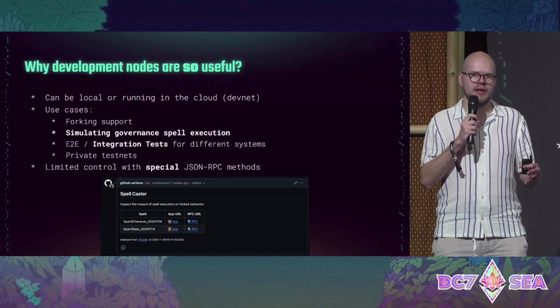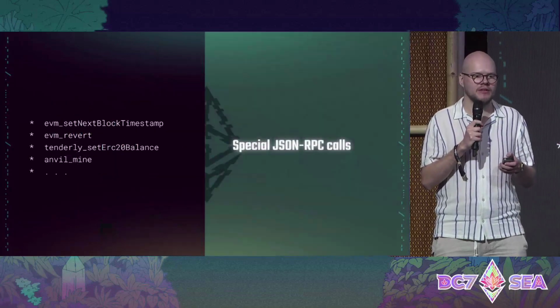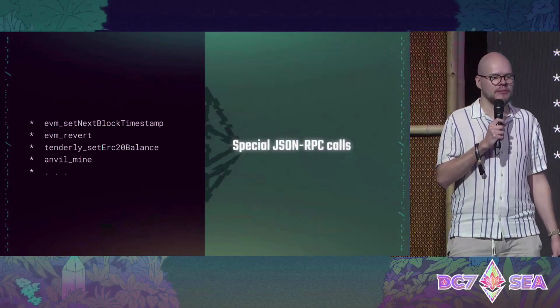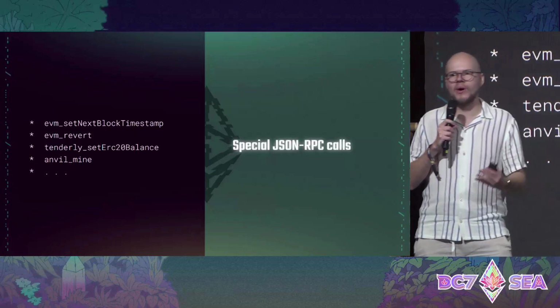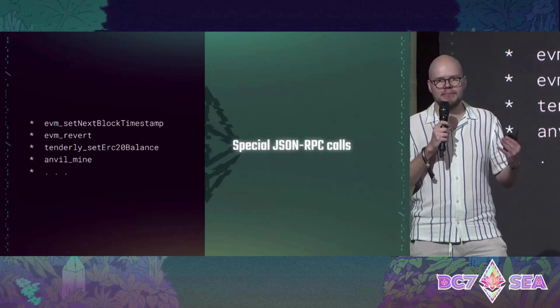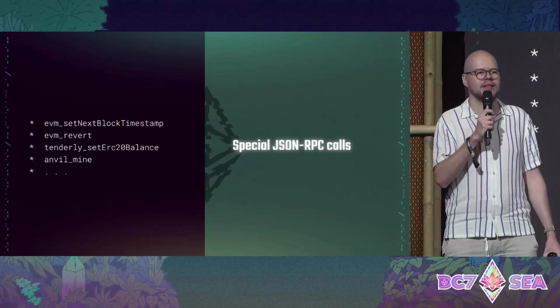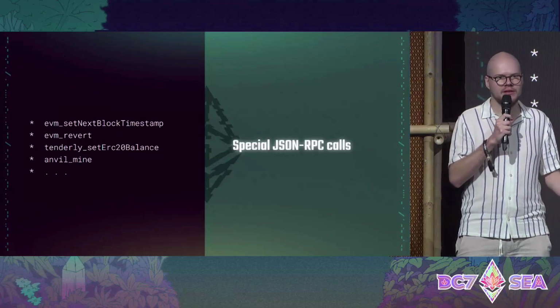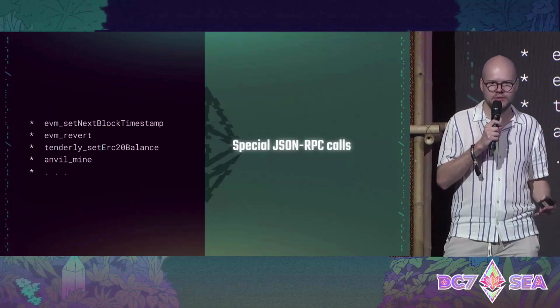And as I mentioned, development nodes give developers control over their state with these special JSON RPC methods. Let's talk about them. Basically every more complex testing scenario requires developers to bypass regular consensus rules. So let me present some of these special JSON RPC calls. For example, evm_setNextBlockTimestamp allows developers to control the timestamp of the next, not yet mined block. You can imagine that this is pretty useful when you need to assert that, I don't know, some exact amount of interest was calculated correctly.